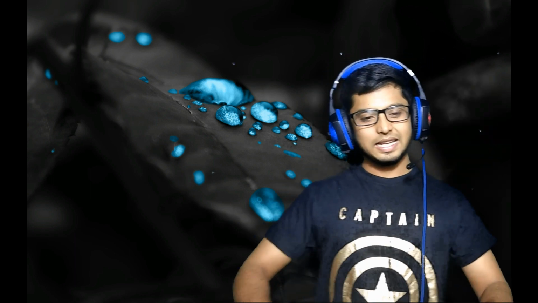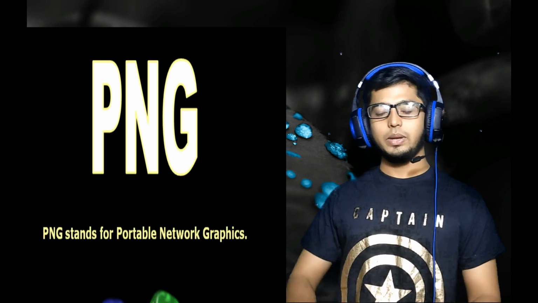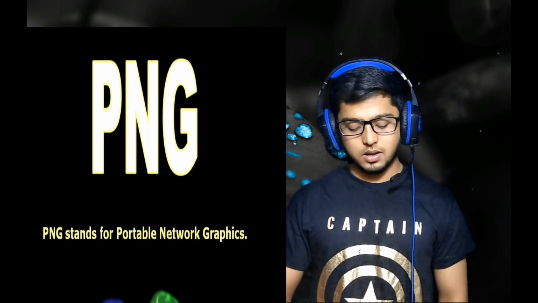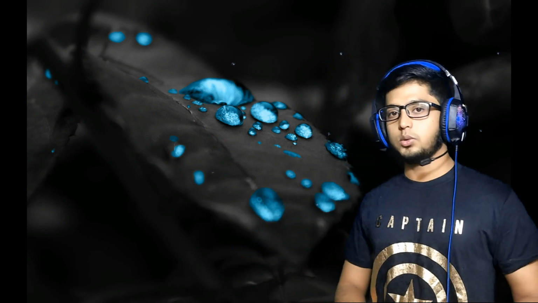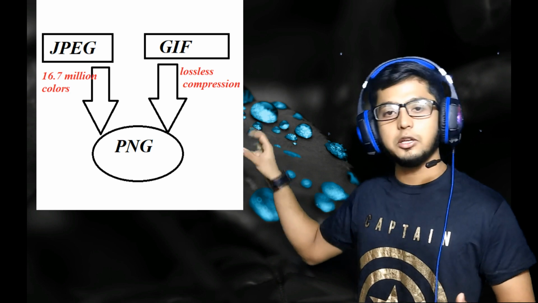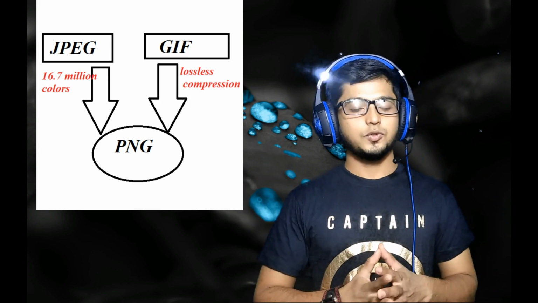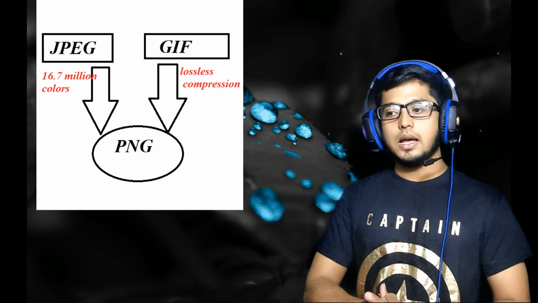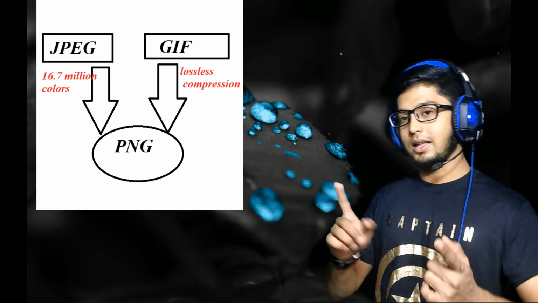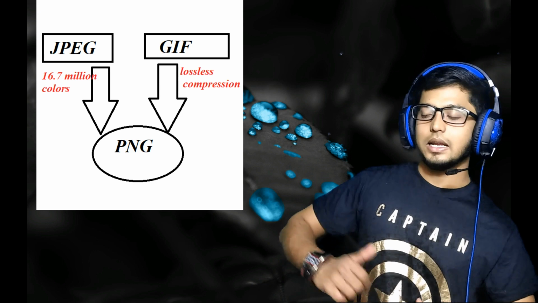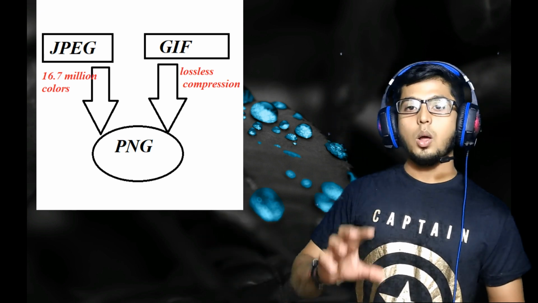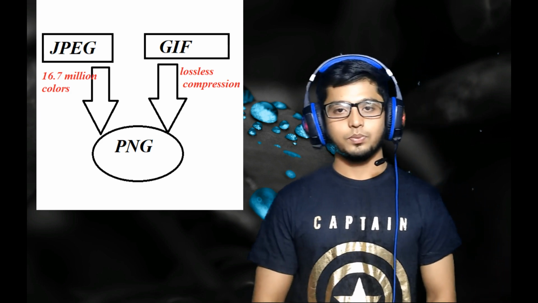When you move on to the next image type, that is PNG, which stands for Portable Network Graphics. This image format is very interesting because it combines advantages from both JPEG and GIF. It takes one advantage of JPEG, that it has more than 16 million color representation, and it takes another advantage from GIF of having a lossless compression algorithm.